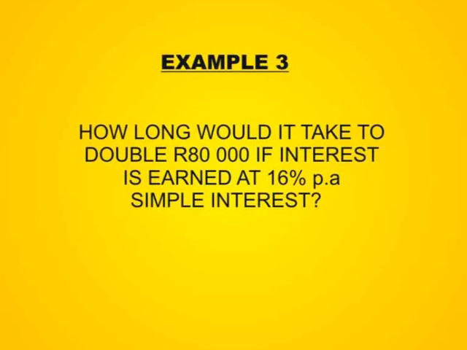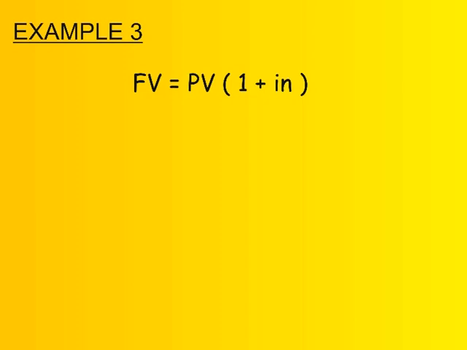Example 3. Now in this example, let us try and manipulate the formula. If we have the future value, we have the present value, and we have the interest rate, let us see if we can calculate the time. How long would it take to double 80,000 Rand if interest earned is 16% per annum, simple interest? Because it's simple interest, we're going to be using the formula future value is equal to present value times 1 plus i times n.